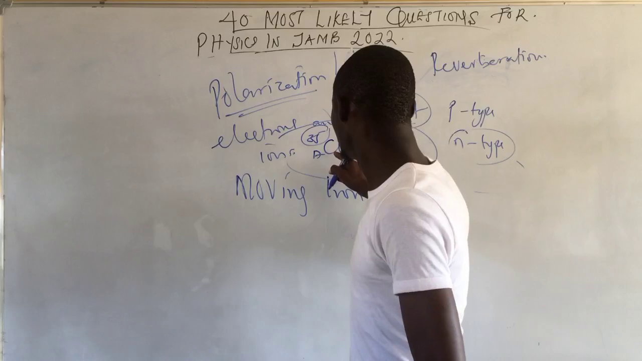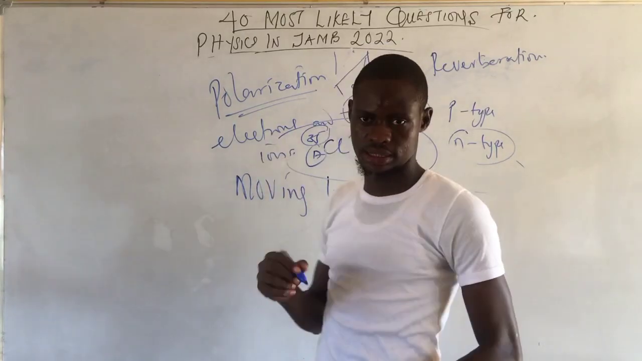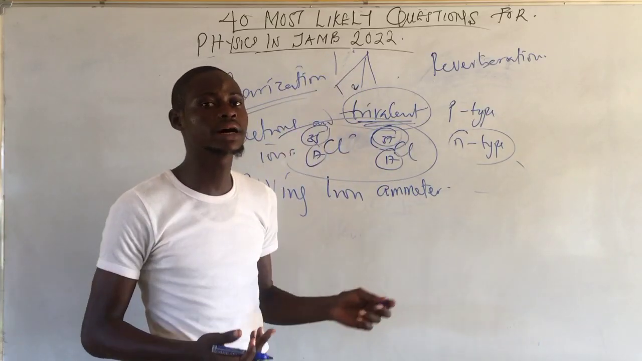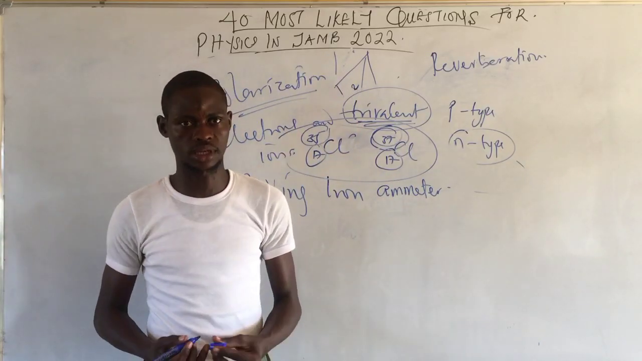Isotones have different atomic numbers. All together, their mass numbers are the same, but the atomic numbers are different. These are what we call isotones.